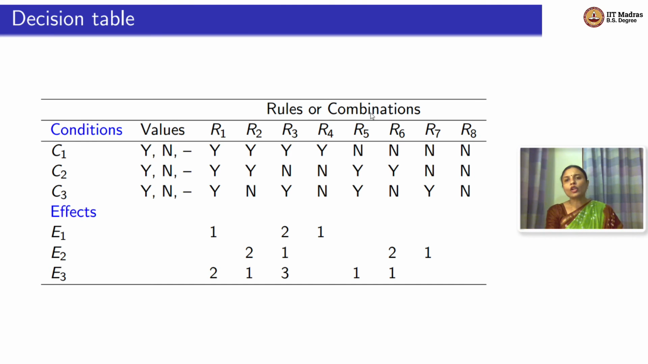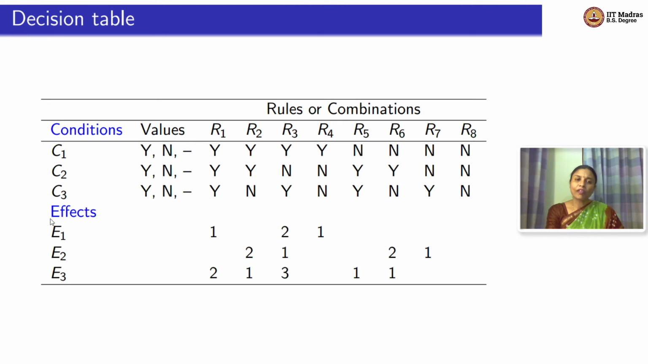Then there are rules or combinations. There can be any number of them as per this set of conditions that are there. Here there are 8 rules. The decision table, in terms of the rules for yes, no, don't care combinations, need not be complete. It need not have a rule for every possible value of a condition. It's as much as we want it to be.